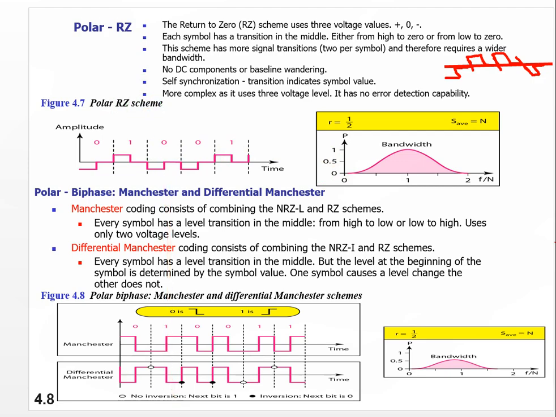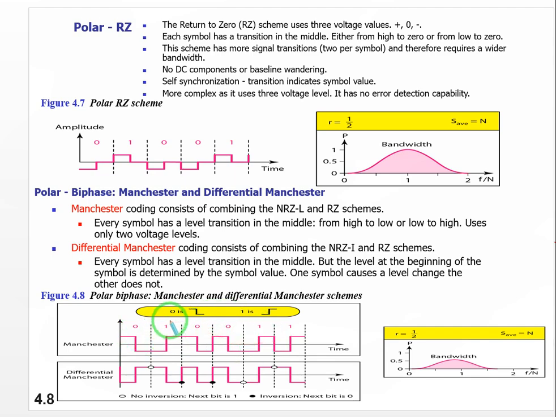Now coming to polar biphase, or we can say the Manchester and differential Manchester schemes. The Manchester scheme is a combination of non-return-to-zero level and return-to-zero schemes, and every symbol has a level transition in the middle, from high to low or low to high. I'm telling you, once you have data element zero, so it's your data.